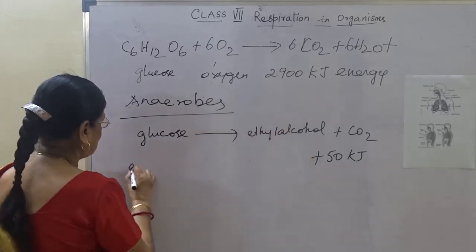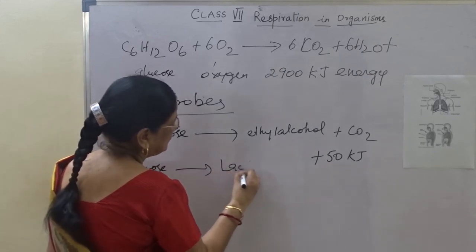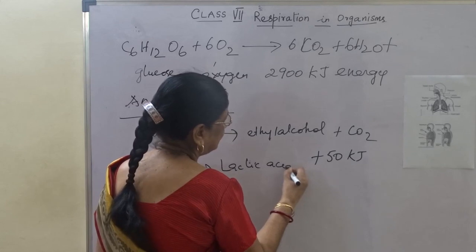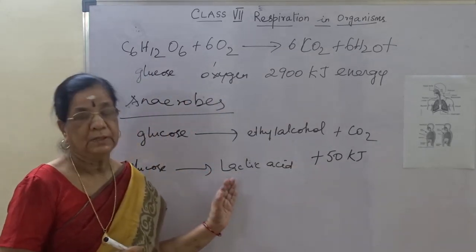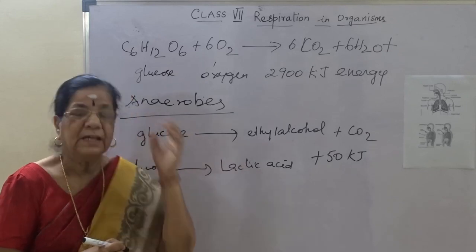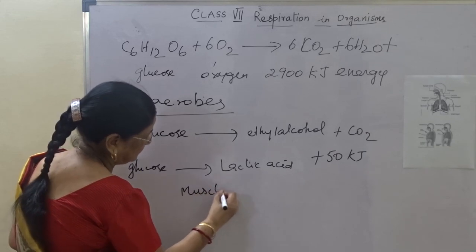Another one: glucose, in the absence of oxygen, forms lactic acid. Lactic acid formation is also a type of anaerobic respiration. Here it is mainly taking place in the muscles.